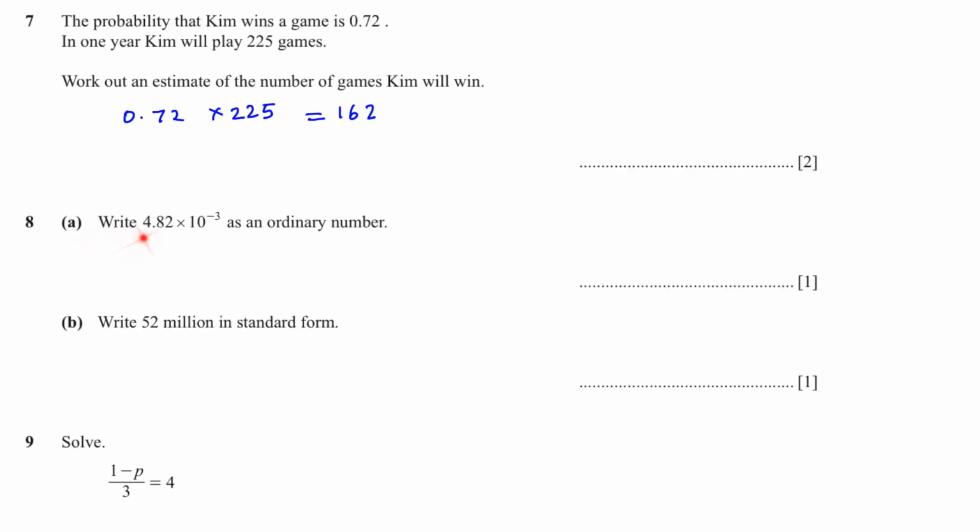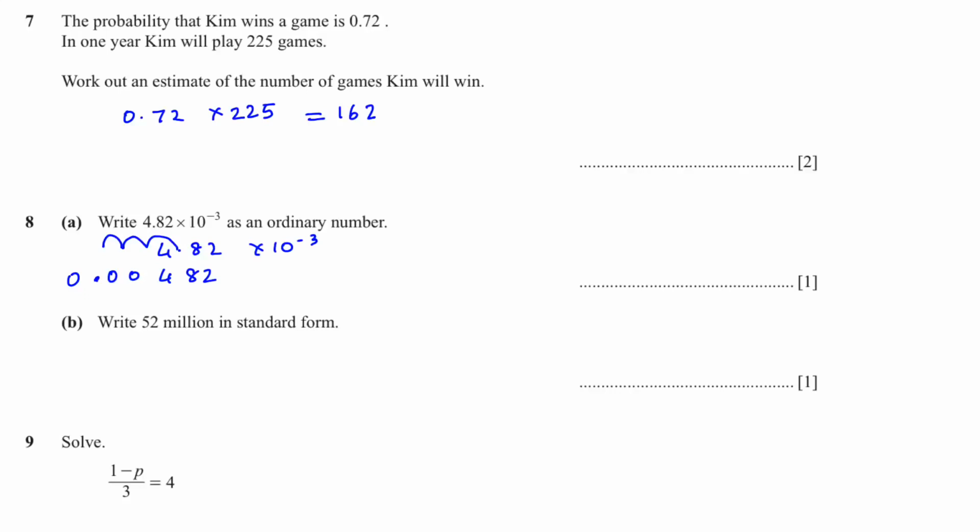Question number 8. Write 4.82 multiplied by 10 to the power of negative 3 as an ordinary number. This is to the power of negative 3. So we'll move our decimal 3 places to the left, which will give us 1, 2, 3. Wherever there is empty space, you put a 0. So this is written as an ordinary number.